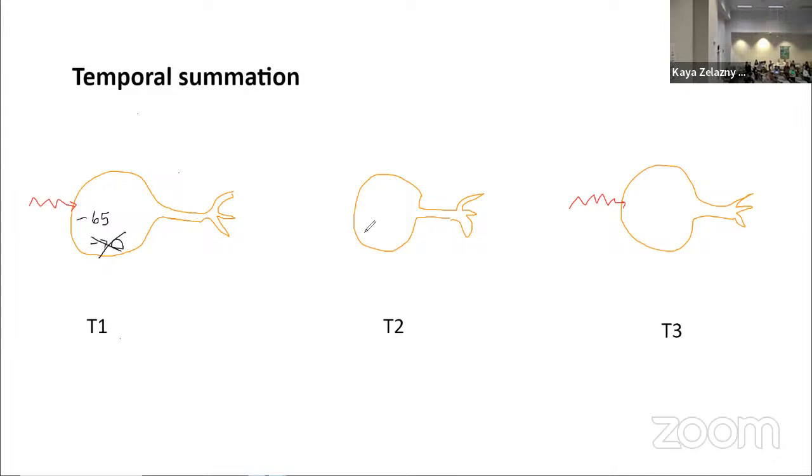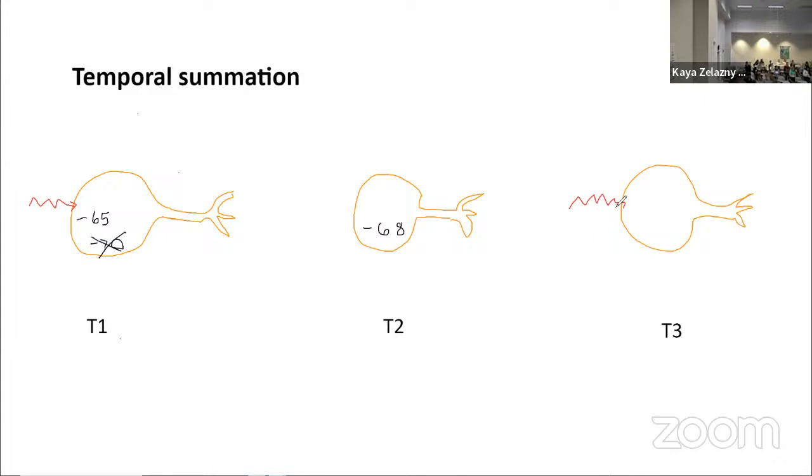Let's say we didn't get all the way there yet. Okay. So at time point 2, let's say we're at like -68. That's going to be our starting point for what happens when the stimulus comes in again. So, temporal summation. The idea is that the effect of the stimuli is going to add together.